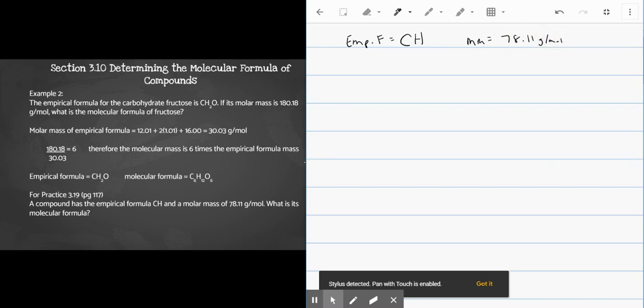And how many of these are in that? Well, definitely more than one, because carbon is 12.01 plus the hydrogen is 1.01. So I get 13.02. How many of these are in this 78? You can add them up, so 13 and 13 is 26, and keep going, or we can just take 78.11 and divide it by 13.02.